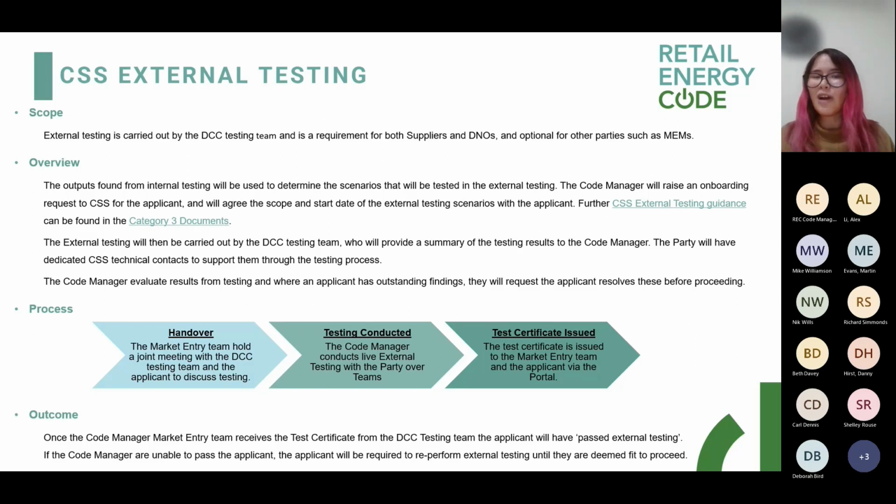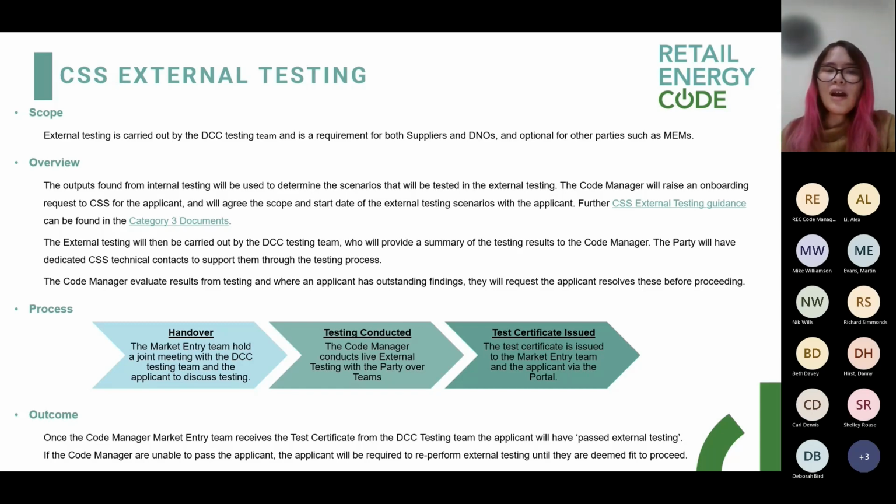So essentially, once you have commenced your internal testing, the in-scope scenarios for your internal testing will help us determine what the in-scope scenarios are for your CSS external testing. Once you've commenced your internal testing as well, we will then raise a ServiceNow request for your CSS external testing to commence. And this helps make sure that DCC starts setting up the right resources in place so that when your testing date is due to start, they are aligned and ready to go. We will also put you in touch with your lead technical contacts at DCC who will help answer any testing questions you have in advance.